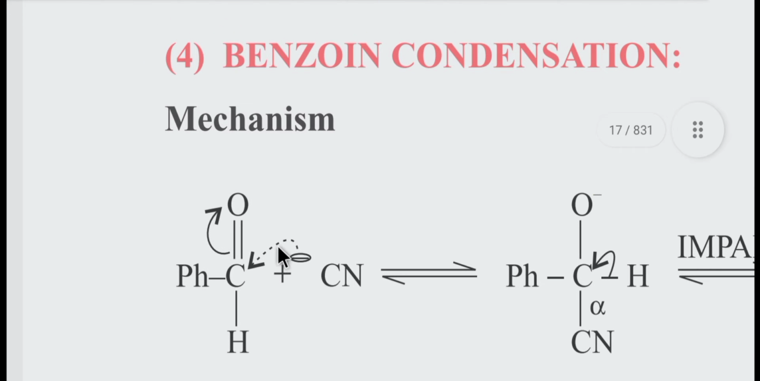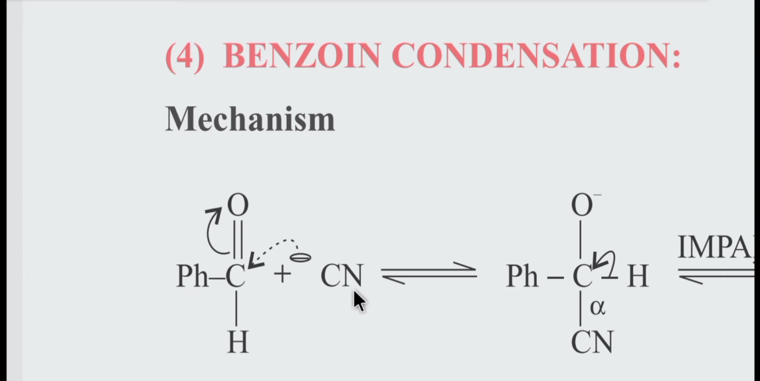In the mechanism of benzoin condensation, first of all, we need to take a carbonaldehyde group, or benzaldehyde, meaning one benzene is attached, where one hydrogen of the formaldehyde group is replaced by the phenyl or benzene group. So that's why it is called benzaldehyde.